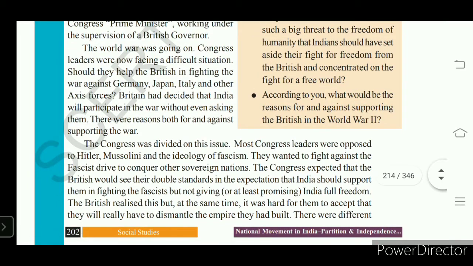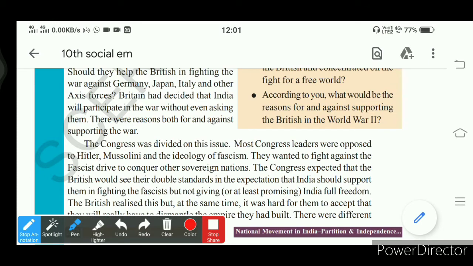Okay, so here there are two kinds of reasons, my dear students. There were reasons for supporting the war and for not supporting the war. Let us find out why we should support the British in the war, right?